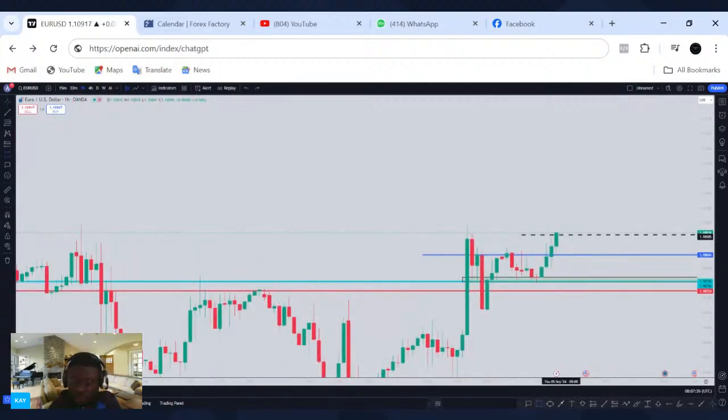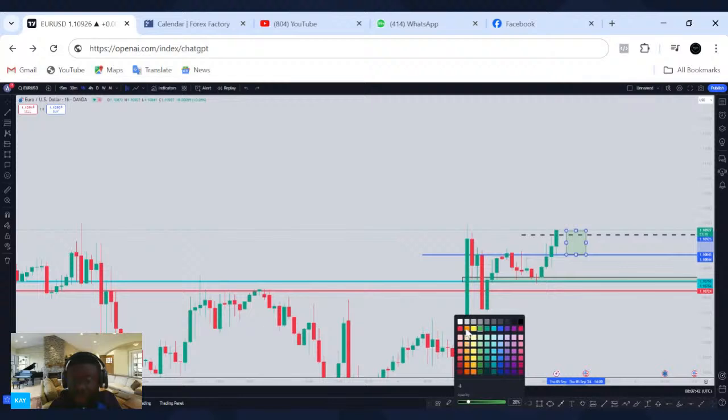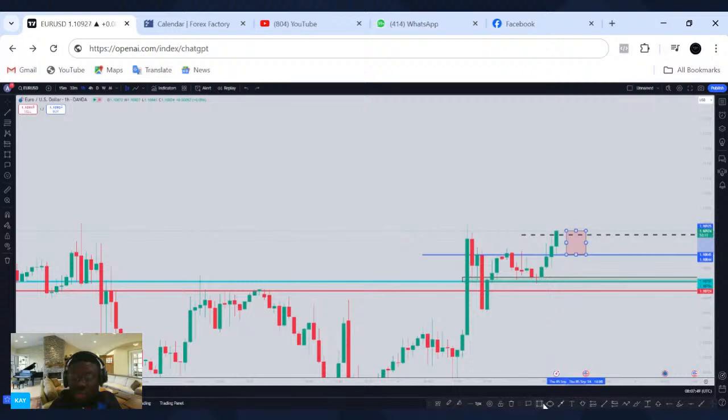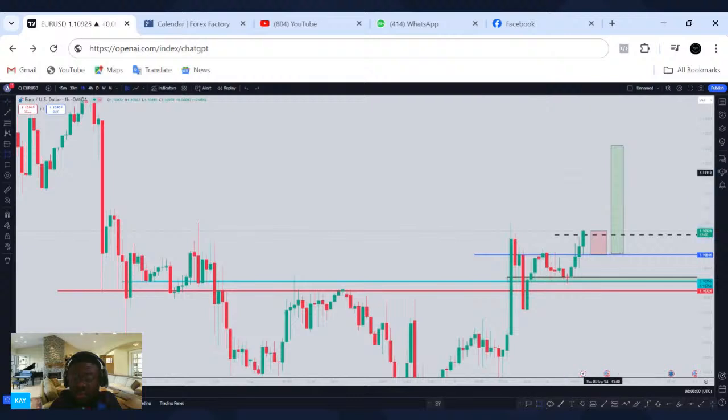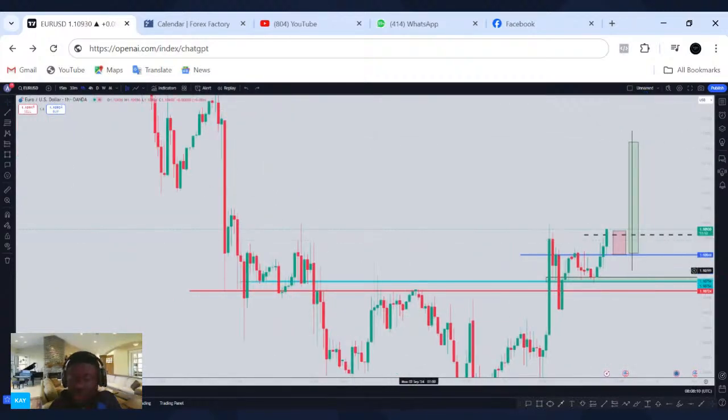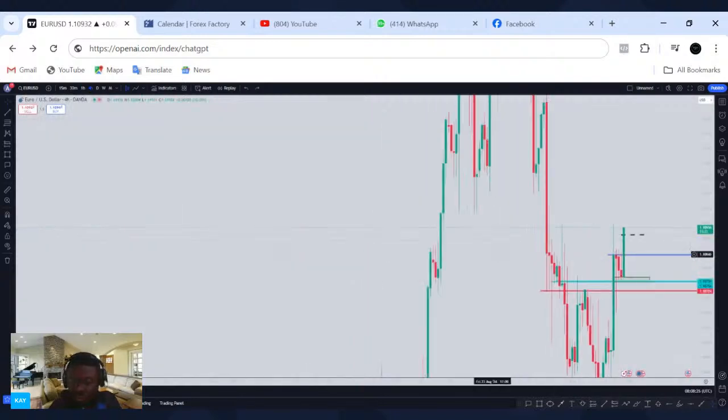So don't feel FOMO about the big move. It can just be a fake out. This is what I want to see: maybe a bearish candle, a pullback, then maybe the bullish candle will continue. This is what I'm expecting to happen. So you don't have to feel FOMO, fear of missing out.